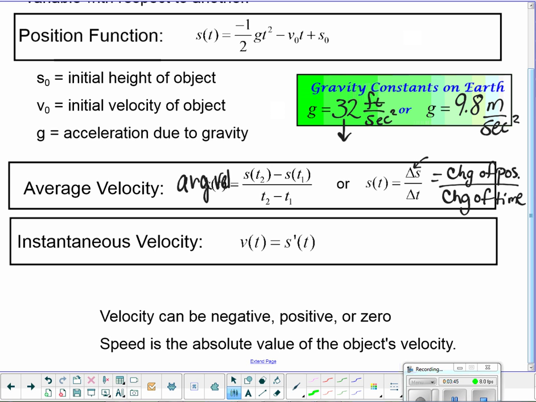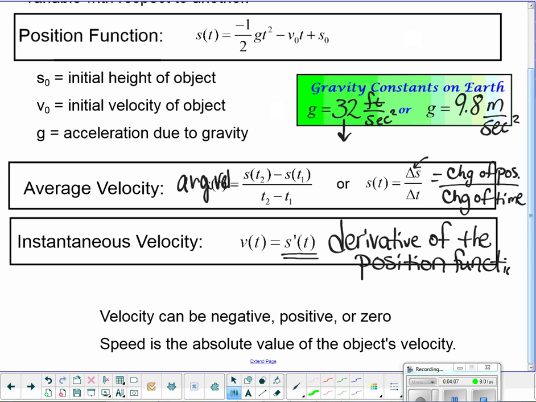Okay? Instantaneous velocity will be defined as taking the derivative of the position function. So it's the derivative of the position function, that s of t function. And a quick way to write it, of course, is that way.